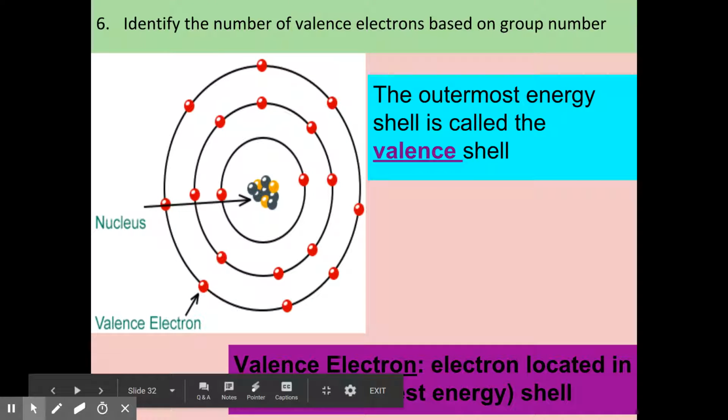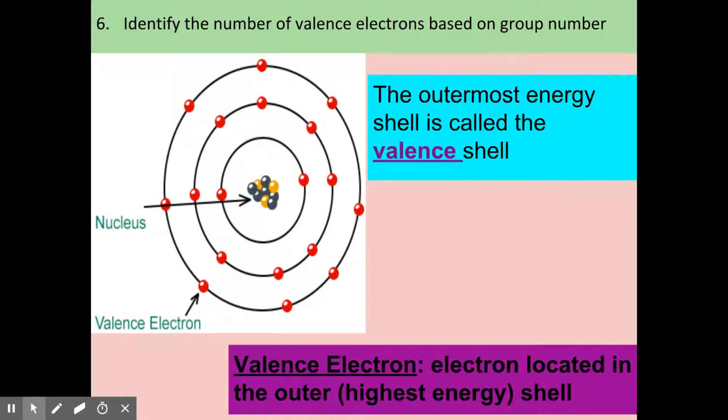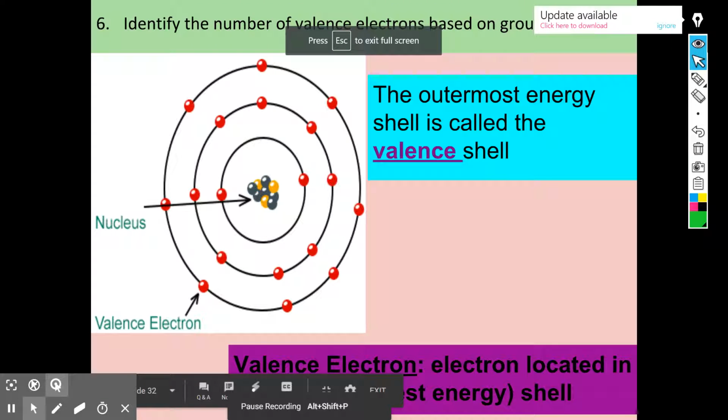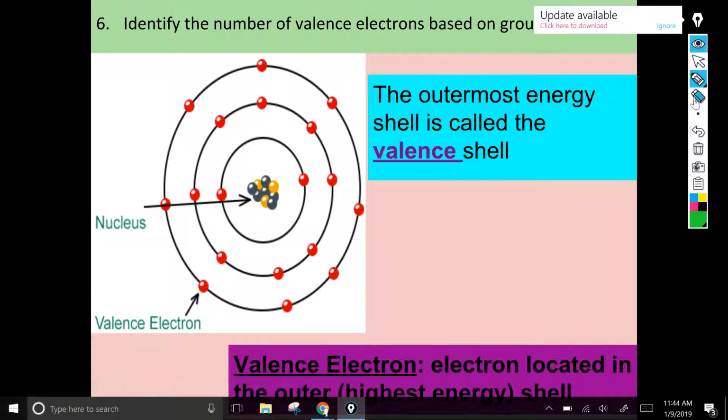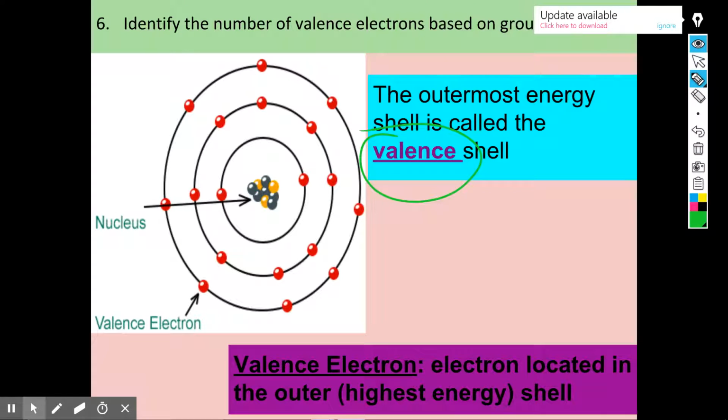Assignment number 6. I can identify the number of valence electrons based on group number. To refresh our memories, a valence electron is an electron in the outermost shell.